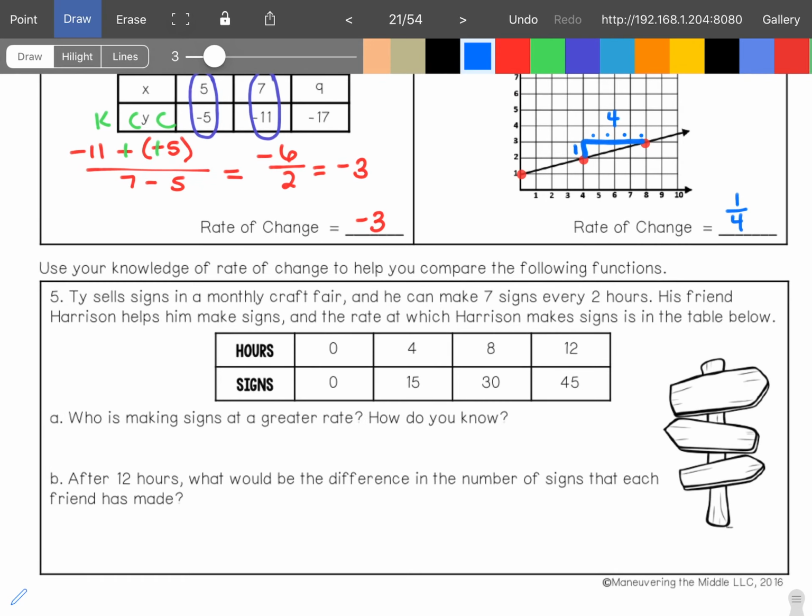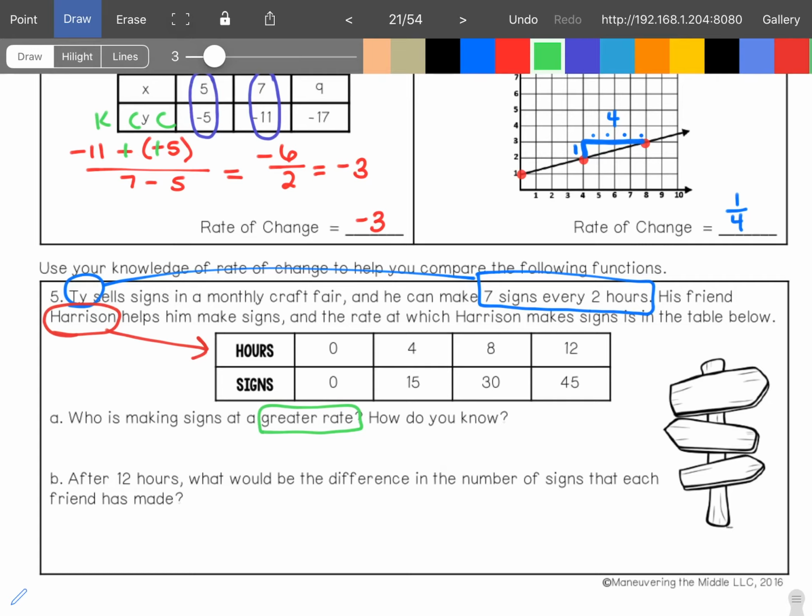Okay, number 5. Ty sells signs in a monthly craft fair, and he can make 7 signs every 2 hours. Okay, so Ty is making 7 signs every 2 hours. His friend Harrison helps him make signs, and the rate at which Harrison makes signs is in this table below. Who is making signs at a greater rate? Okay, so we're looking for whose is greater. Well, in order to do that, we need to compare the rates.